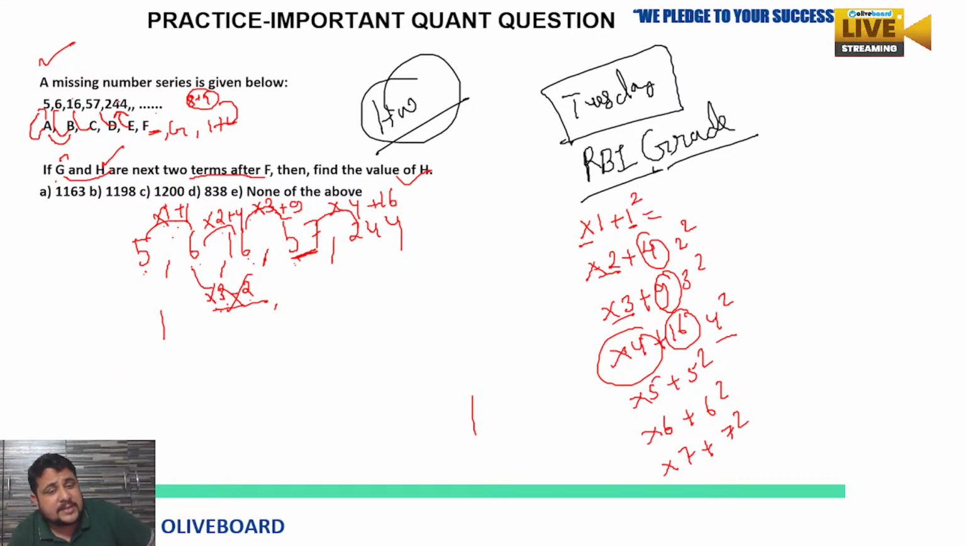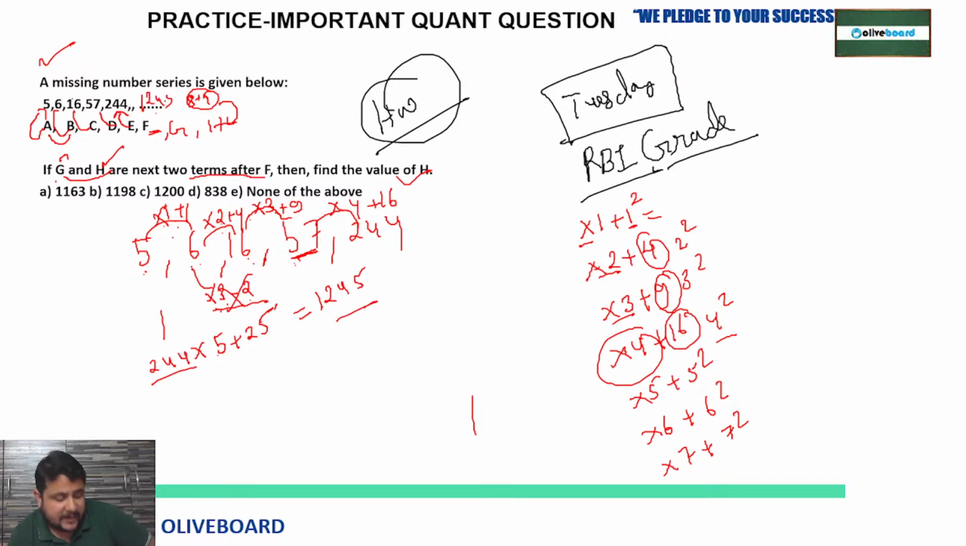Now see here, after following this till 244. Okay, so 57 fours are 228 plus 16. Now 244 multiply what? Multiply 5 plus 25. Okay, so 244 multiply 5 is going to be 1220. Yes, 1220 plus 25, so 1245. Clear? So f is going to be 1245.